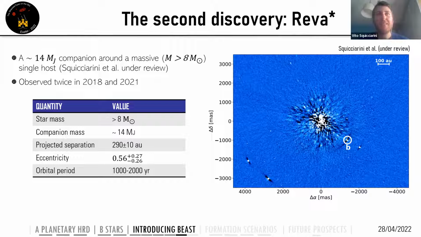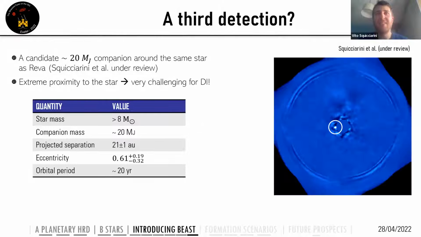But the important fact is that it is a 14 Jupiter mass companion around a massive star. You can see here that its properties are quite similar to those of b Centauri b in terms of mass and also in terms of separation, within a factor of 2. The total system mass is also more or less the same. So this gives the idea that the occurrence of this kind of object is not zero, it is higher than 0.